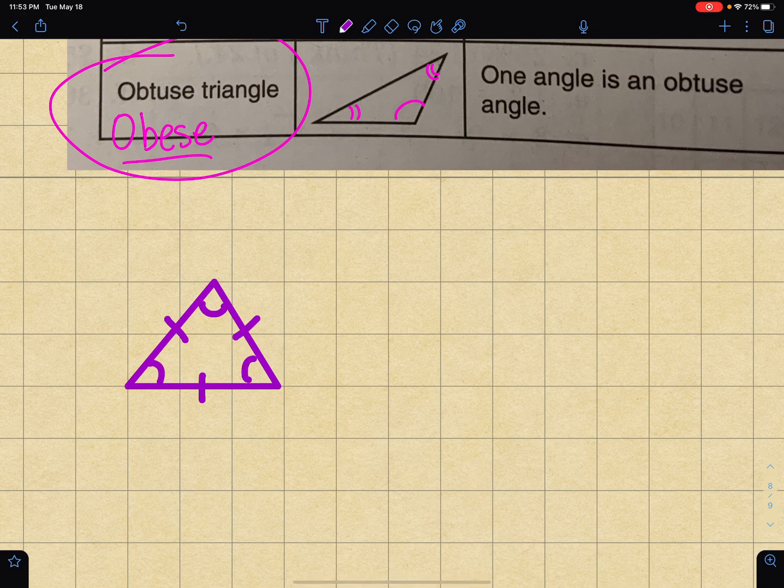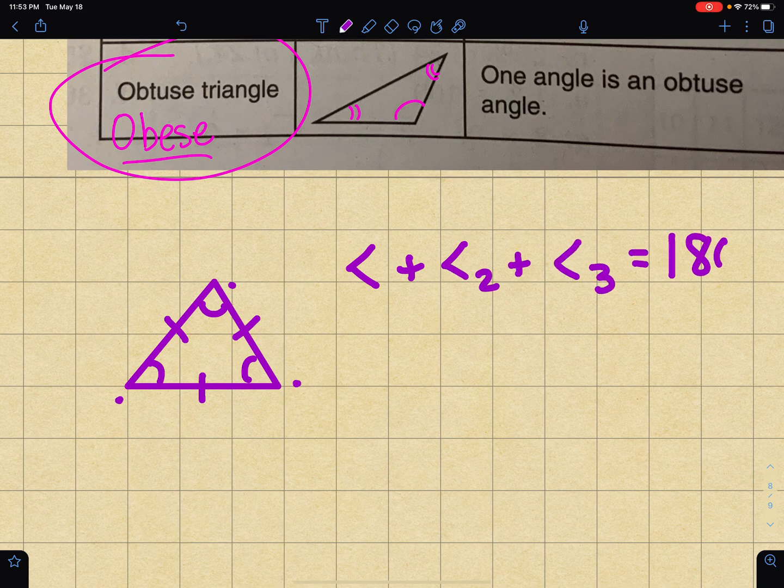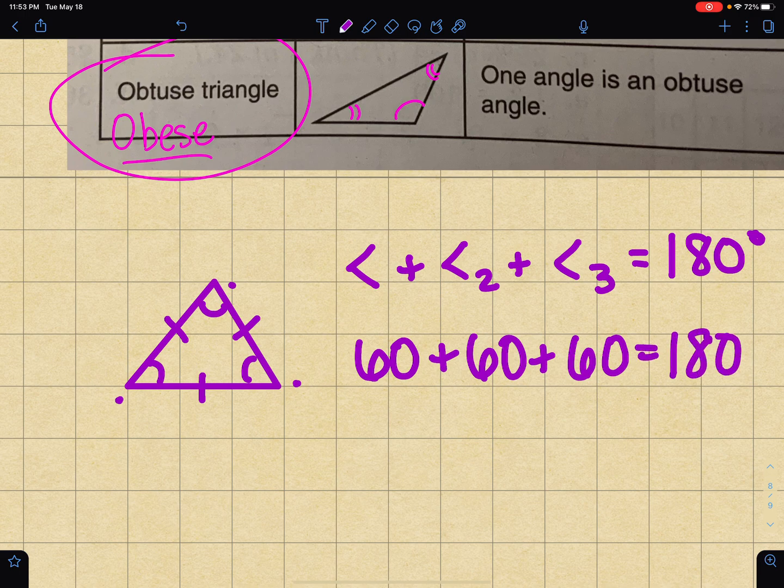Now you're going to find out later that when you add up all the angles of a triangle, they add up to, angle 1 plus angle 2 plus angle 3, is always 180. They don't tell you that in your lesson, but that is a truth you're going to learn later on. And so if they're all equal, then all the angles of an equilateral triangle have to be 60 degrees because 60 plus 60 plus 60 is 180.